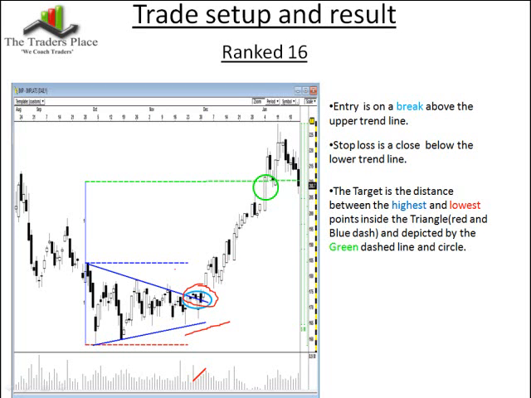The target is the distance from the widest point of the triangle. Here it would be the red and blue dashed lines, and then that would be extended into the future, depicted by the green dashed line and the green circle. And in this example, Implats went straight through to the target without hesitation and no real pullbacks.